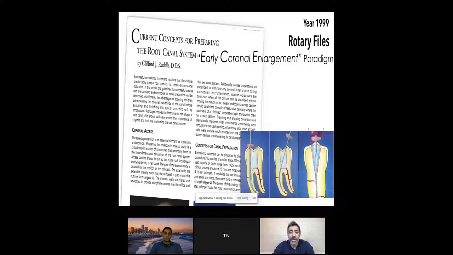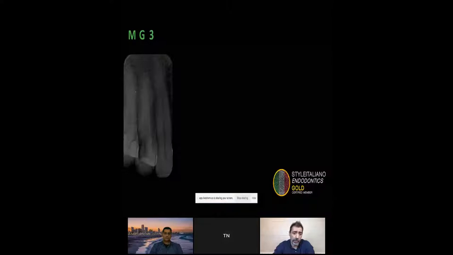We are in the same thinking about removing our coronal interference before introducing our files in the apical part, in the middle third and the apical third, and trying to negotiate these curvatures, this S curvature, these extremely hard curvatures. So removing the triangle of dentine at the beginning of the root canal is really important.